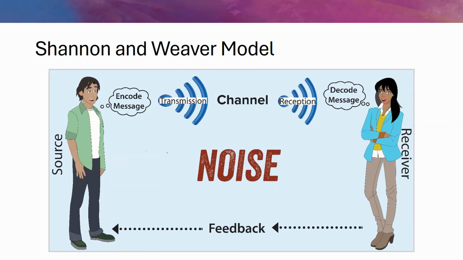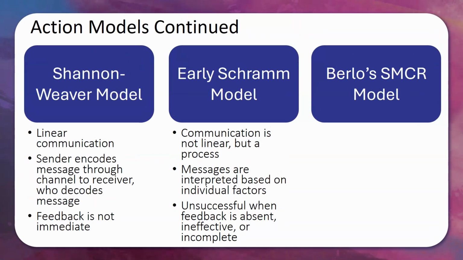The Shannon and Weaver model is an example of an action model of communication. Communication is not linear, but a process where messages are interpreted based on individual factors. Communication is unsuccessful when feedback is absent, ineffective, or incomplete. The early Schramm model and Shannon-Weaver model are linear, with immediate feedback missing.